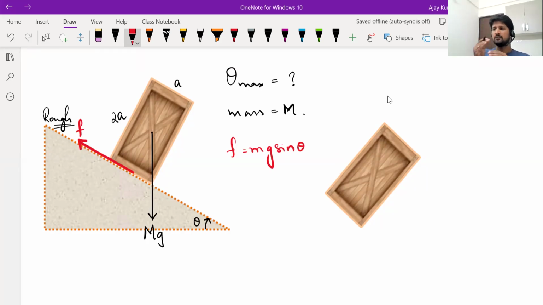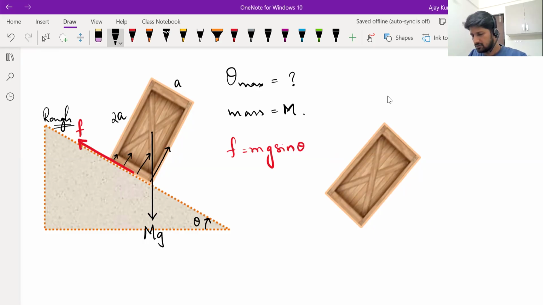Now we want the maximum angle for which the box does not topple. Then there should be some other force producing anti-clockwise torque. And the only force which can do that is normal. So here also the distribution of normal forces, even before the box topples, will be like this. More normal force on the lower side. As a result, the line of action of normal will shift downwards.